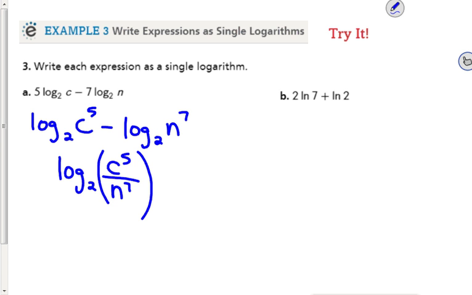Now keep in mind that all of this was doable because from the get-go we had the same bases. They were both log base 2. If those are not the same bases, you cannot even apply the quotient property or the product property. So we had those same bases, we were able to do what we did, and we finished off with a single logarithm.